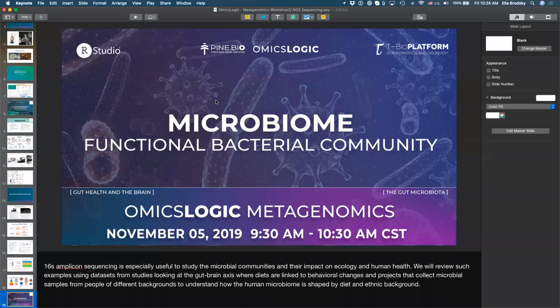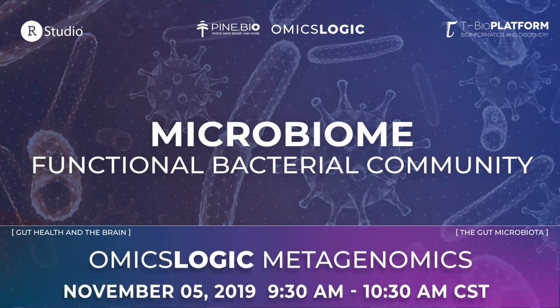Okay, so again, what we will talk about in our next session, we'll be talking about how 16S amplicon sequencing is useful to study the microbial communities and their impact specifically on human health. So we'll talk about examples with the gut-brain axis, where we'll look at changes in composition between different types of diets and also the impact on behavior.